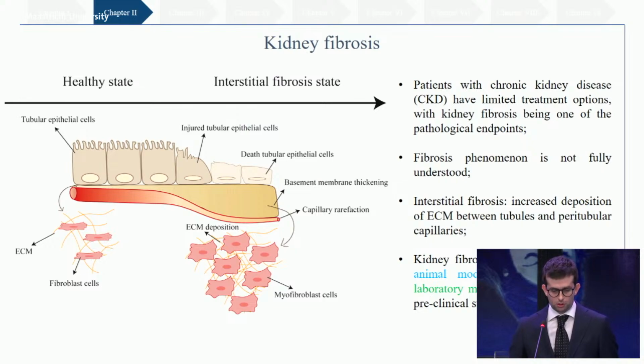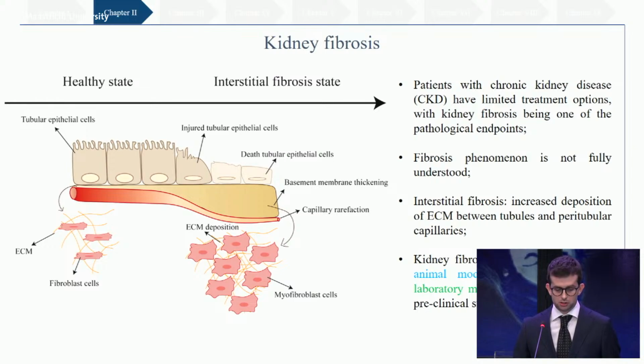Kidney fibrosis is one of the multiple pathological endpoints of chronic kidney disease. However, it's not fully understood yet. Fibrosis can affect multiple compartments of the kidney, and according to which compartment of the kidney fibrosis is affecting, we can have a different terminology. For our applications, we mainly focus on interstitial fibrosis, which is an increased deposition of extracellular matrix, ECM, between tubules and peritubular capillaries. And of course, this also affects the stiffness of the tissue.